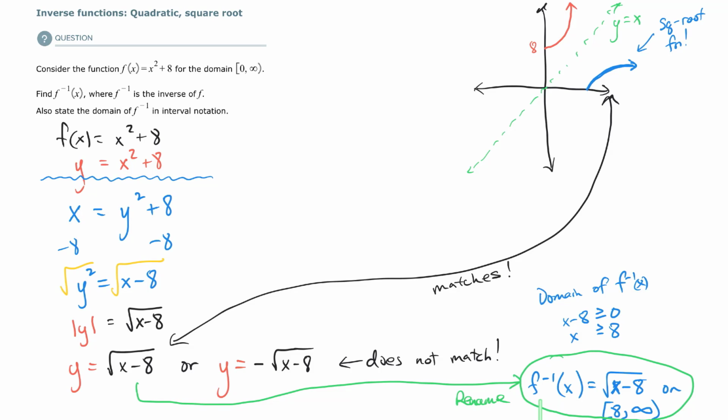Don't forget to rename your function. You have to write back the function notation. You have to write the f superscript -1 of x. The other thing you want to realize is this is not an exponent. This is just a symbol. It's like a birth certificate. This is just a superscript of a negative and a 1, but it's not an exponent.